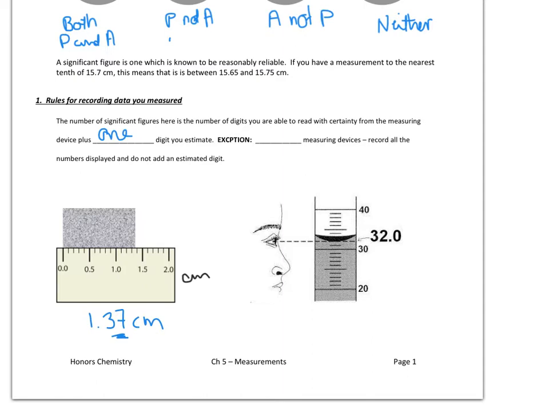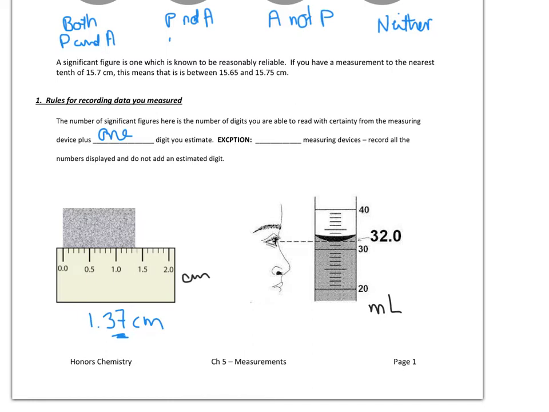Let's look at a graduated cylinder here. So this is a graduated cylinder. This is in milliliters. And remember that when you read a graduated cylinder, the bottom of the meniscus needs to be at eye level, and that's what you read. So for this one, you can tell for sure up to the milliliter. Each of these little increments is a milliliter, so you can tell for sure that it's 32 point something.